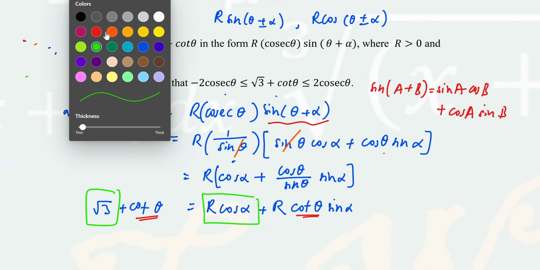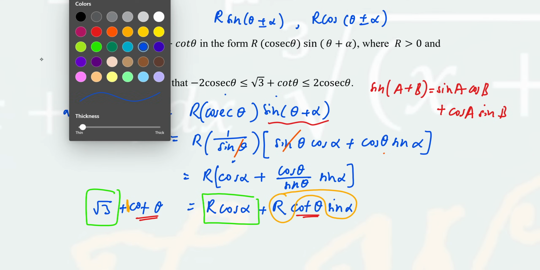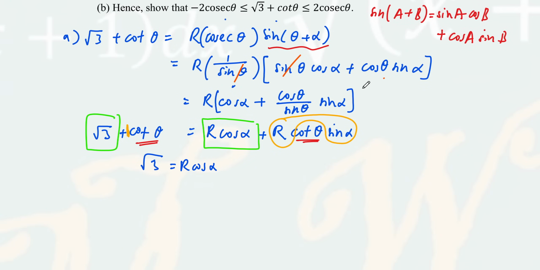And then the 1 here equals to the rest of the terms, r sine alpha, sorry, r sine alpha. So from here, I will get square root 3 equals to r cos alpha as my first equation, then 1 equals to r sine alpha. So I'm getting two equations right now.